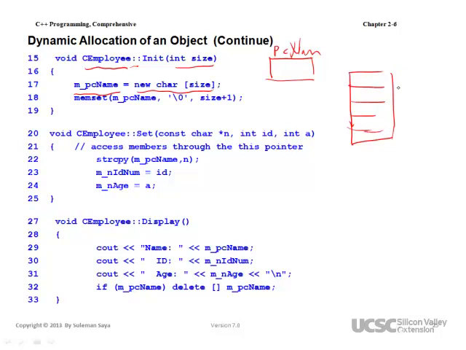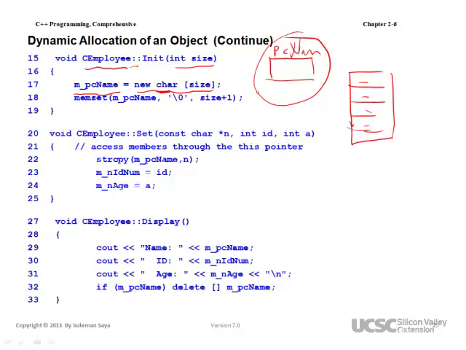So each element will hold a character, because that's what you are saying here. And this PC name is going to be where? This PC name is going to be within the object.